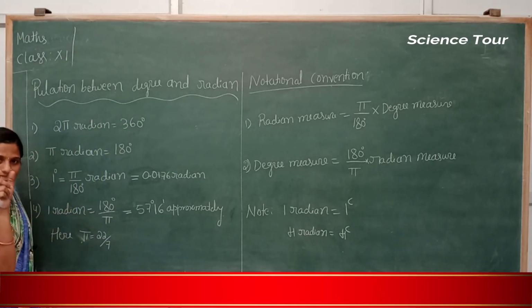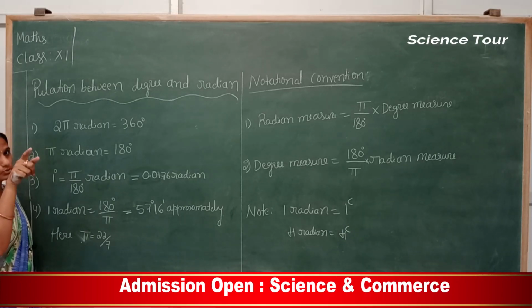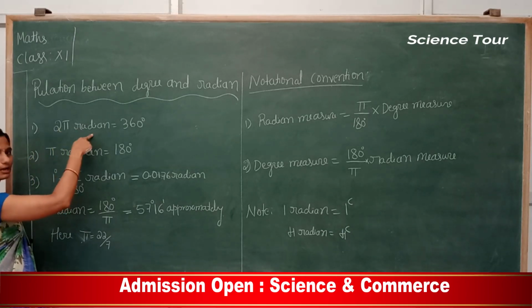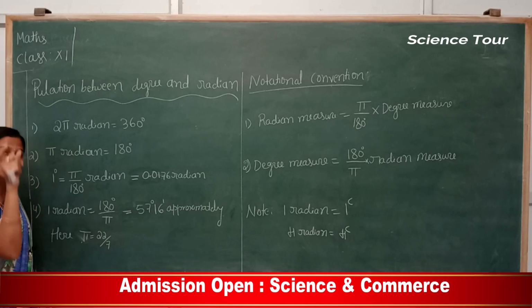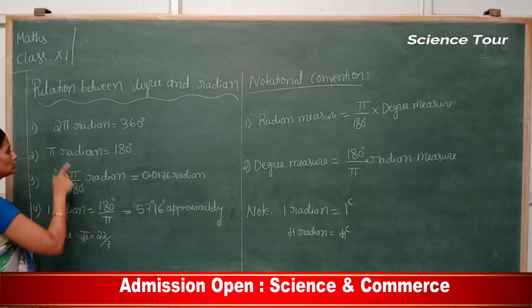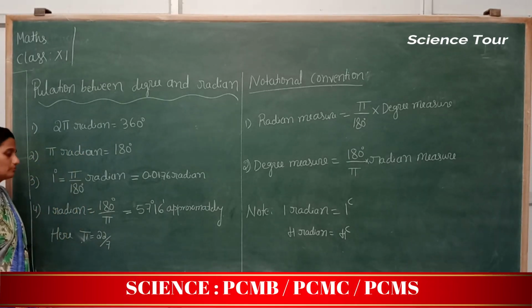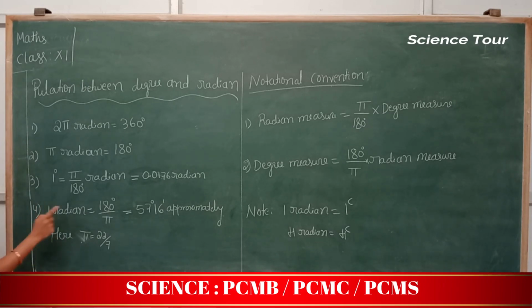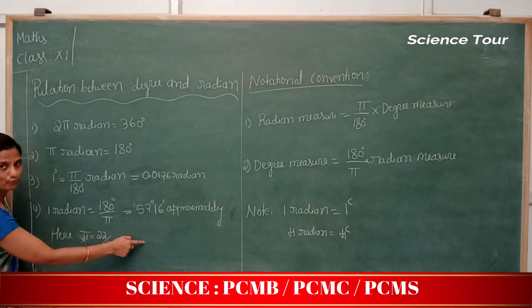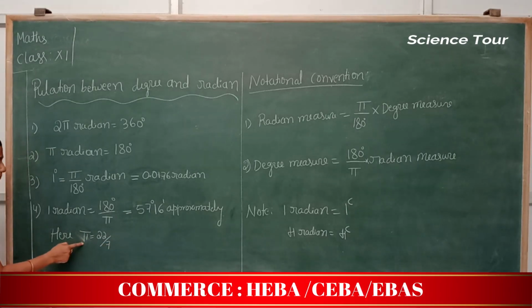So 360 degree in terms of radian, how to substitute? It is 2 pi radian. 180 degree in terms of radian is pi radian. Now here, what is pi? It is 22 by 7 or 3.142, both are the same. So pi substitution is 22 by 7.